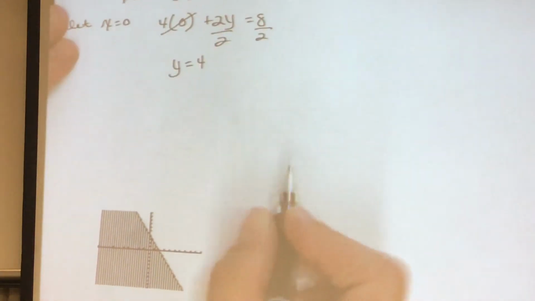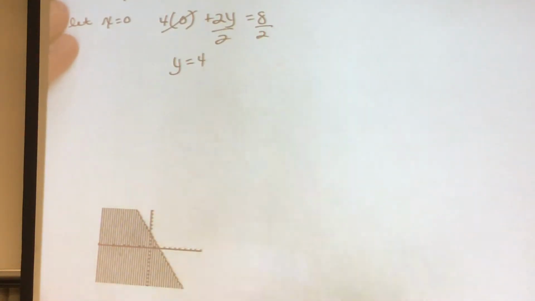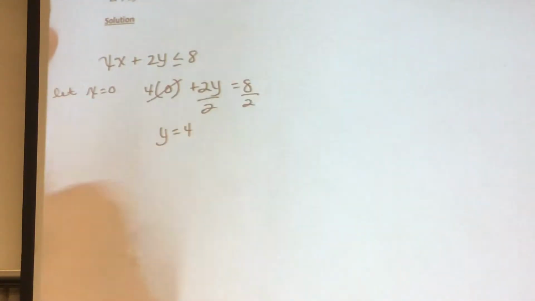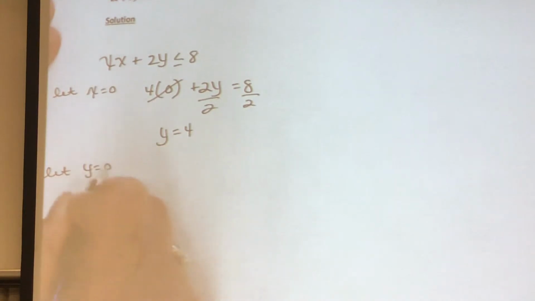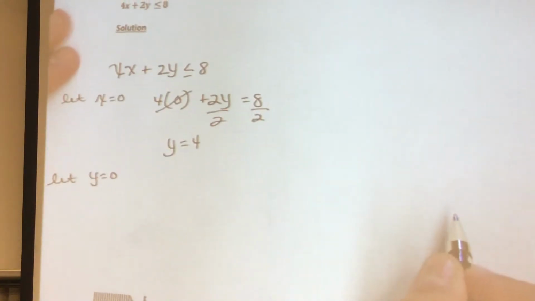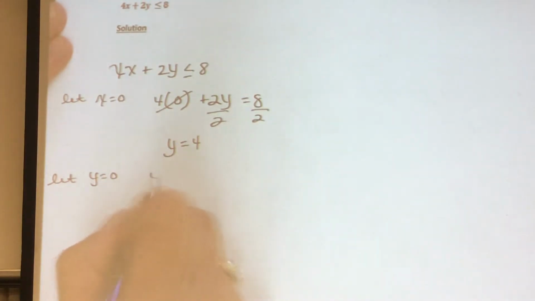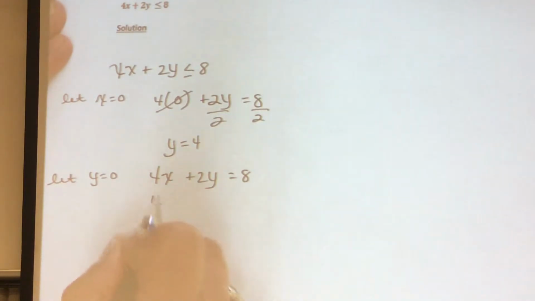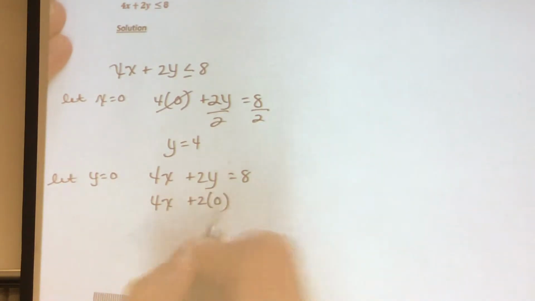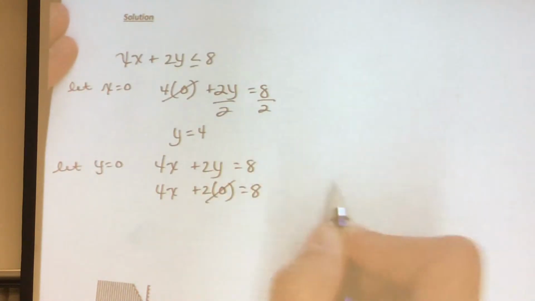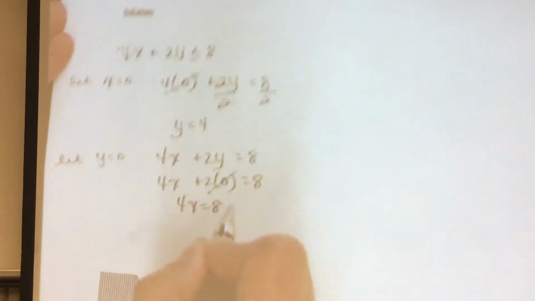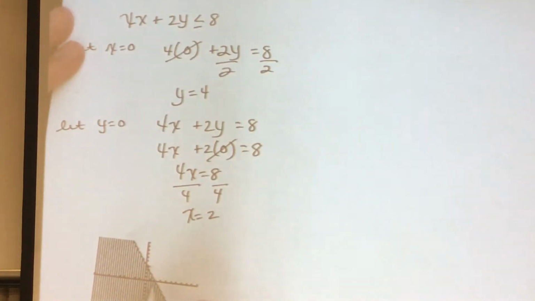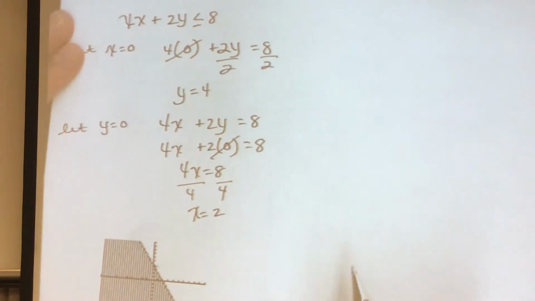So this is the point 0, 4 right here. That's your y-intercept. So that's your first point. Now let's let y equal to 0 and solve for x. And that will be your x-intercept. So 4x plus 2y is equal to 8. So let's substitute 0 into the y. And again, that's gone. So you have 4x is equal to 8. So x is equal to 2. So here we have 2, 0, and that is our x-intercept.